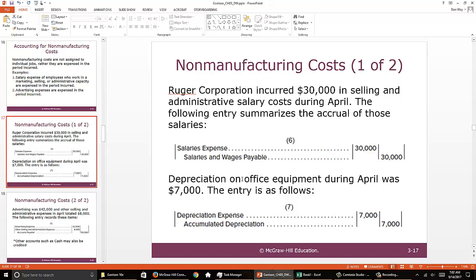Remember, if we have depreciation on factory equipment, we would see a debit here instead to the manufacturing overhead account, because those costs would be considered part of our manufacturing costs.